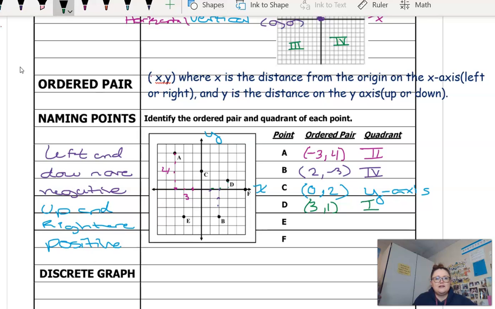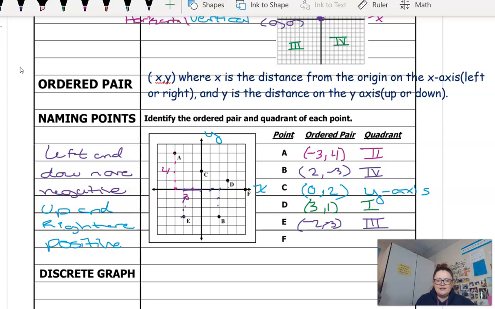Point E is down here. So we would describe that as being, it's -2 because it's left 2 and then down 1, 2, 3. Oops, I counted wrong because it's only over 2 and then down 3. So -2, -3. And then that's in quadrant 3. Notice anything that's in quadrant 3 is left and down, so it's going to have both negatives.